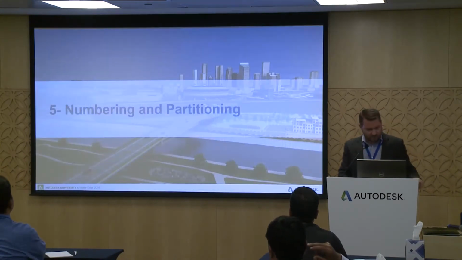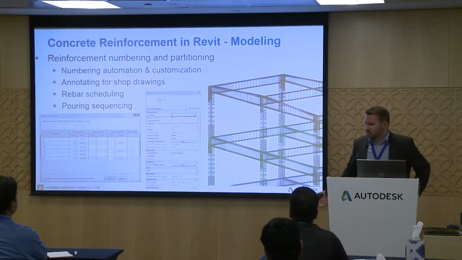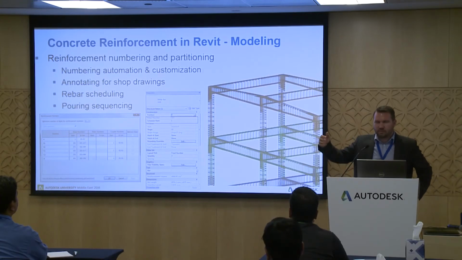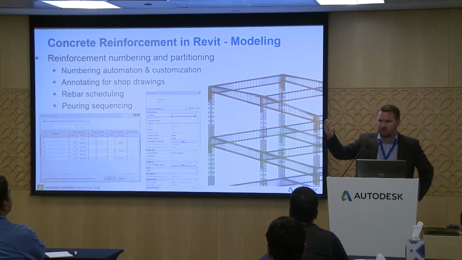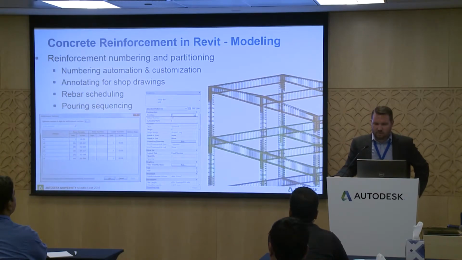Okay, this one. So numbering and partition. So after, you will be able, of course, to choose your numbering and partition. So partition is, for example, I want to have 1 to 8 as numbering of reinforcement at the first level, and I want to have 10 to 100 at the second level. So this is how we will do partitioning. And of course, after, we will have this on schedule and in the shop drawings.